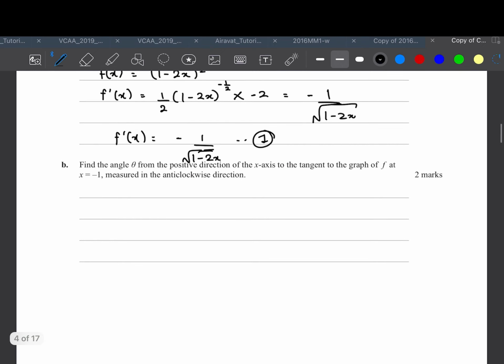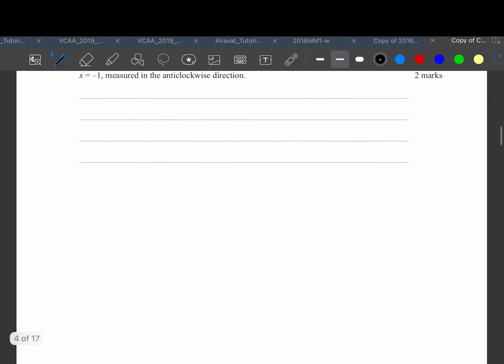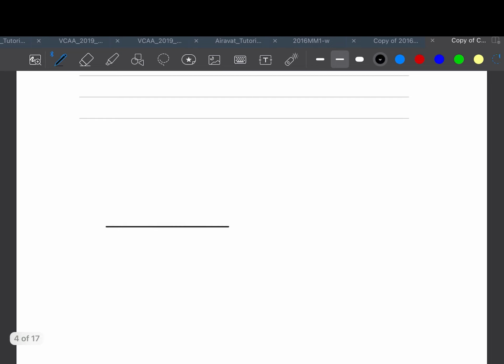Find the angle theta from the positive direction of the x-axis to the tangent to the graph of f at x equal to minus 1, measured in anti-clockwise direction. Okay, so first let me just draw the graph of this real quick, because it's quite easy for me to visualize when I draw the graph. And take this tip, when you cannot do anything in methods, try and graph it out. It will make a lot of sense, and it will make it a lot easier for you to do.